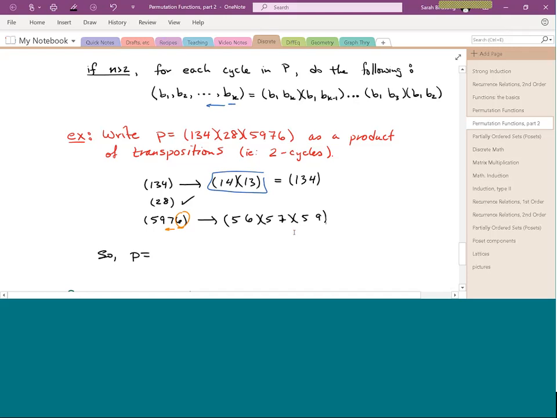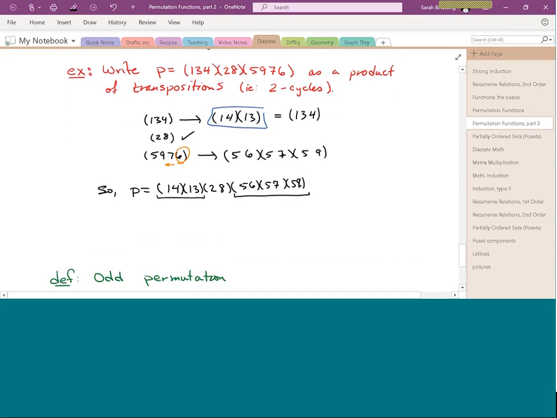Now, assembling this scratch work tells you that what? It tells you that we're going to replace our 3 cycle of 1, 3, 4 with the 2 cycle 1, 2 and the 2 cycle 1, 3. The 2 cycle 2, 8 stays the same. And then the 4 cycle gets replaced with that thing we just built, which is 5, 6, 5, 7, and 5, 9. Okay. And that's how to write a permutation as a product of transpositions.